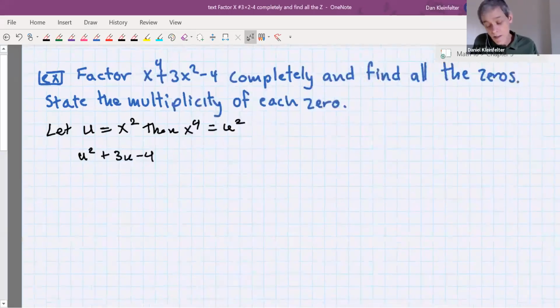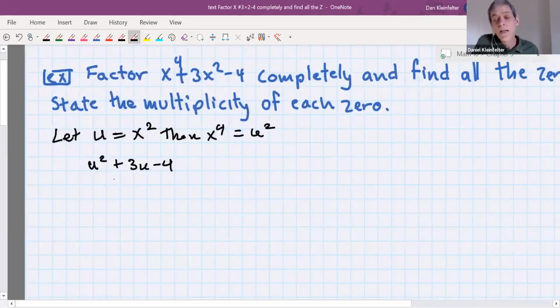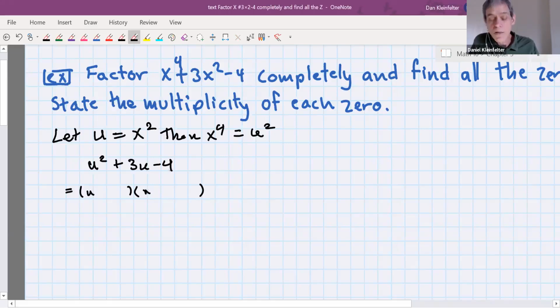So our original polynomial, after we've made those changes, looks like u squared plus 3u minus 4. And that's something that we are able to factor, right? It's just a regular factorable quadratic. So we need to find 2 numbers that multiply to -4 and add up to 3. So think about that for a minute. You should get plus 4 and minus 1, right? So double check if you like, multiply that out, and you'll get the polynomial that we started with.